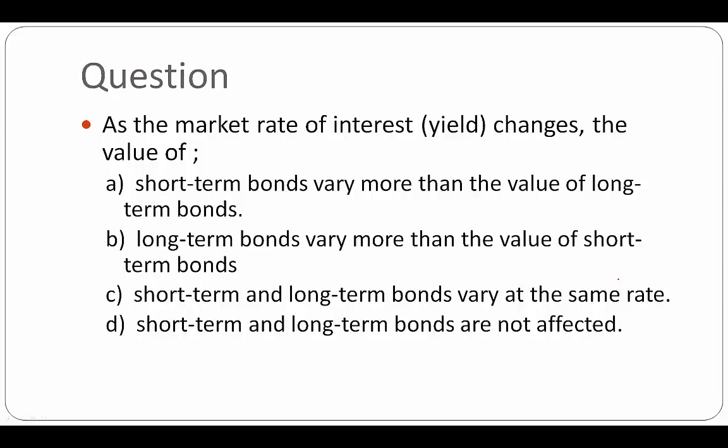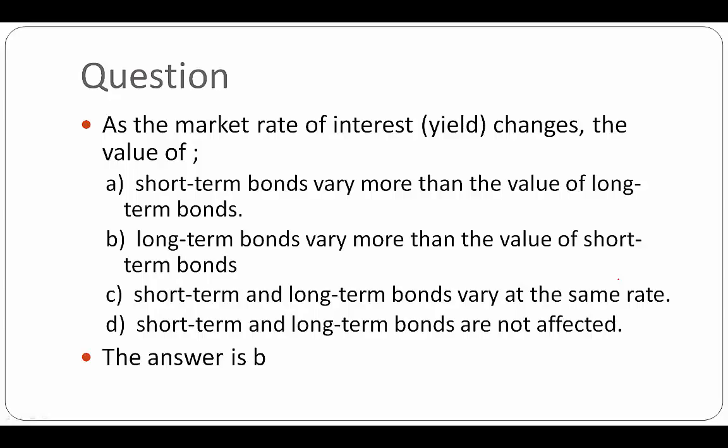Why am I always working backwards through these things? Let's have a look at A. Short-term bonds vary more than the value of long-term bonds. And let's compare that against alternative B. Long-term bonds vary more than the value of short-term bonds. The answer is B. We can whip through and see that it's B.